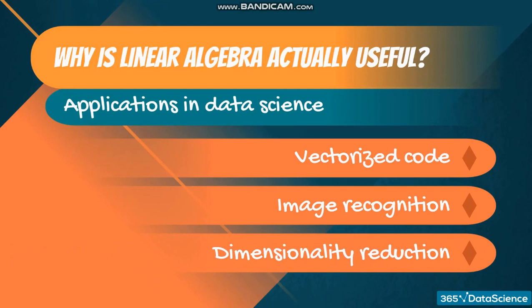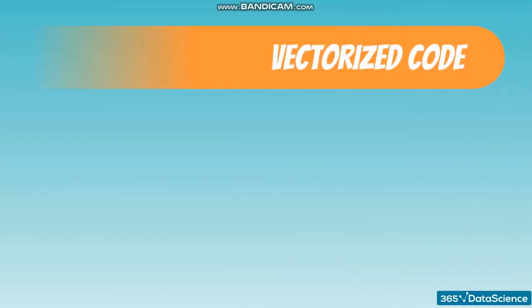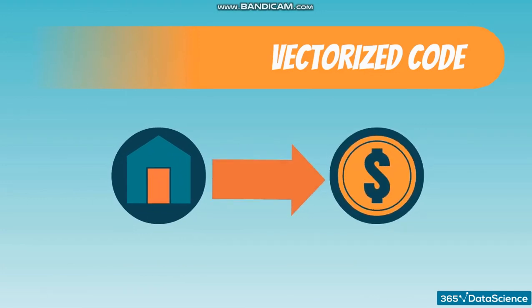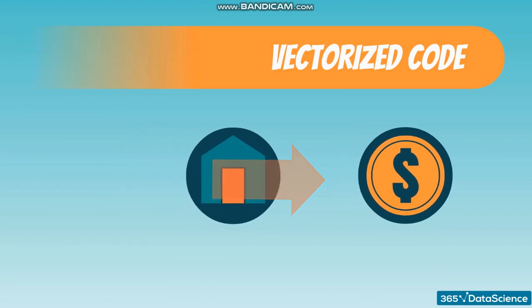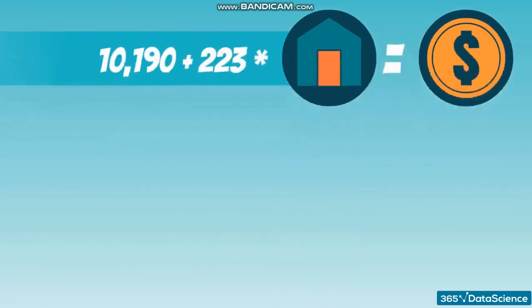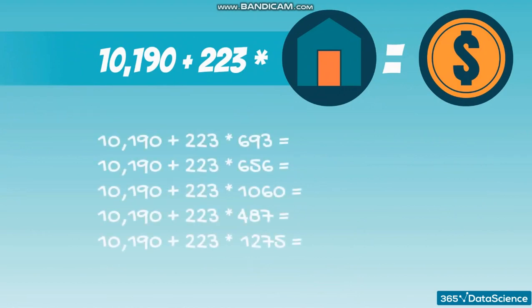Okay, let's start from the simplest and probably the most commonly used one: vectorized code. We can certainly claim that the price of a house depends on its size. Suppose you know that the exact relationship for some neighborhood is given by the equation price equals 10,190 plus 223 times size. Moreover, you know the sizes of 5 houses: 693, 656, 1,060, 487, and 1,275 square feet.